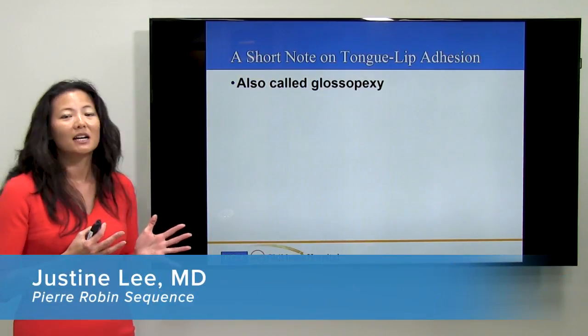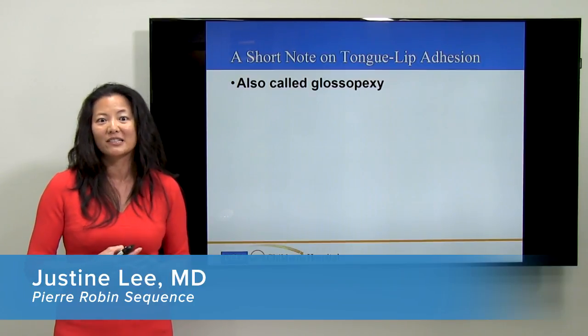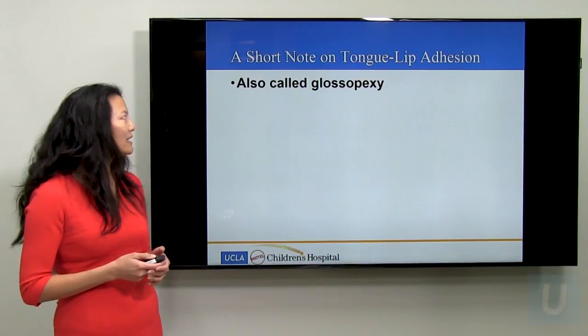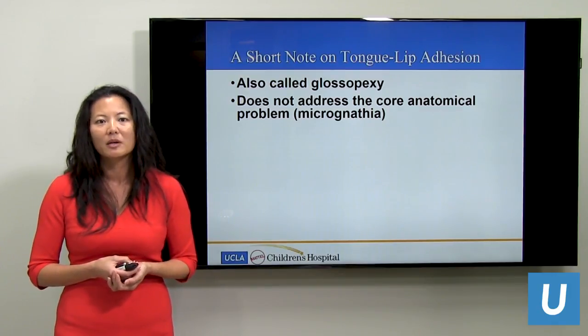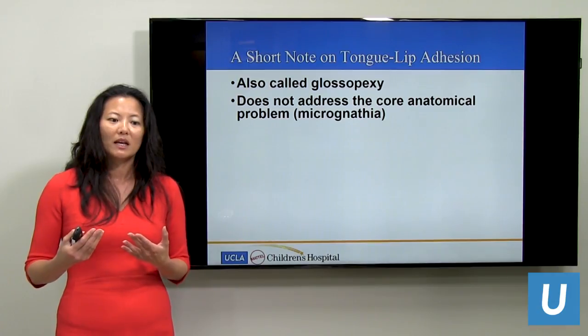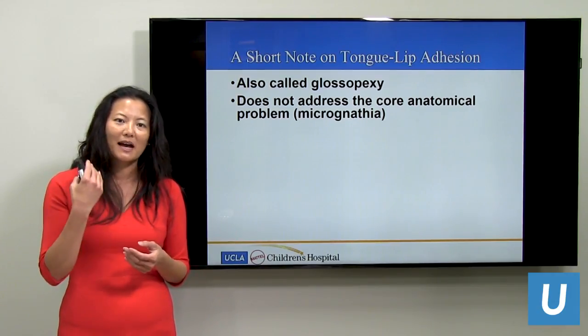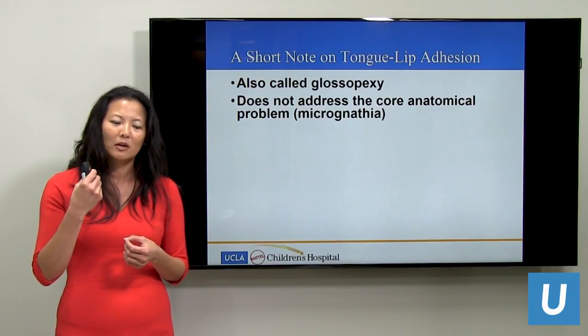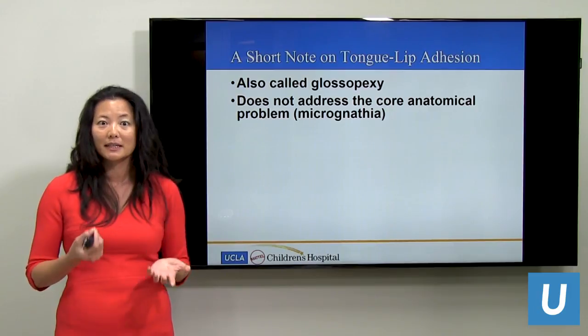So a short note on tongue-lip adhesion. I didn't talk about it because we don't really do it, or I should say we don't do it. And the reason is because it doesn't address the core anatomical problem, which is a small mandible. Now what it is, a slightly older technique where as the tongue falls back to suffocate the kid, what we do in tongue-lip adhesion is actually pull the tongue forward and sew it to the lip.